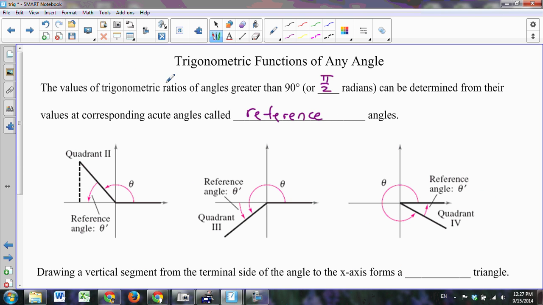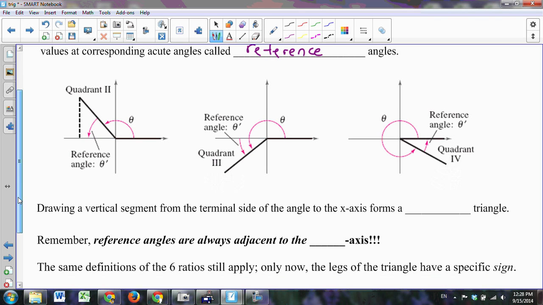Now, suppose theta is more than 90 degrees. If theta is more than 90 degrees, then you have to use what is called a reference angle to find those ratios, because we want to use an acute angle to find those ratios. So basically, you draw a vertical segment from the terminal side of that angle down to the x-axis, and that's going to form a right triangle.